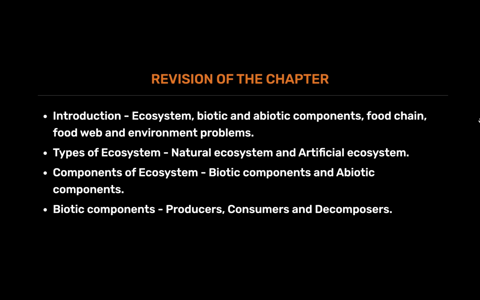Biotic components is further divided into producers, consumers, and decomposers. Producers can produce their own food. Consumers are dependent on producers for food. Decomposers help in the replenishment of the natural resources.